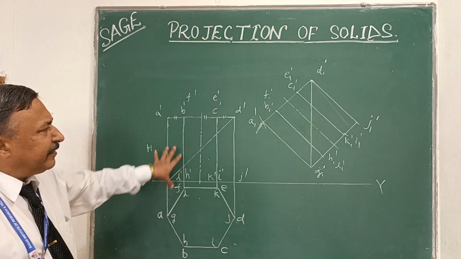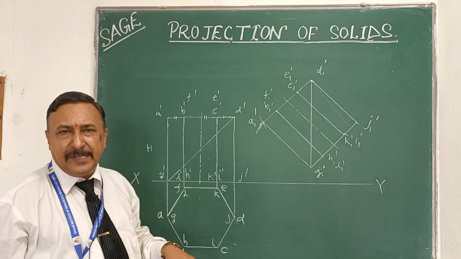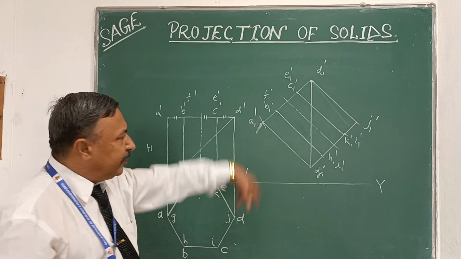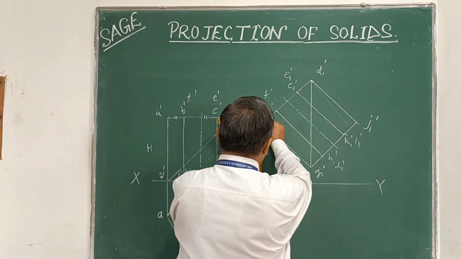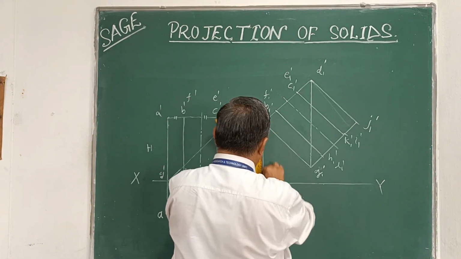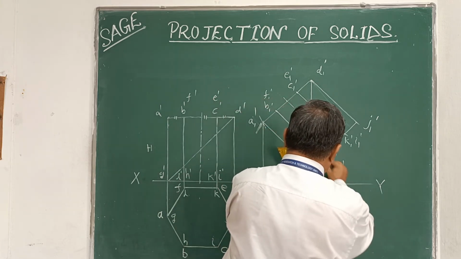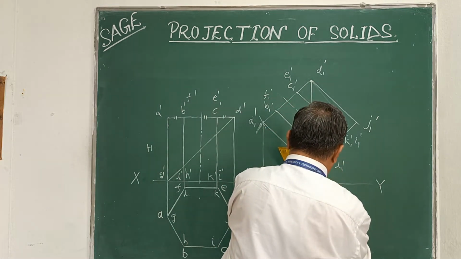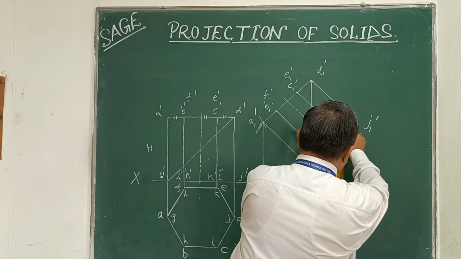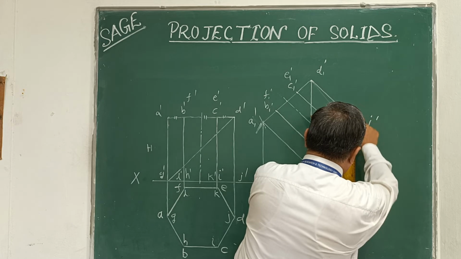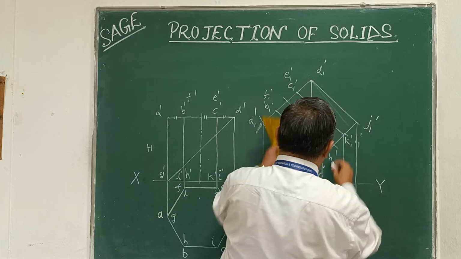So this is our solid freely suspended. This is the front view. Now we have to draw the top view. Now project it downward. Now it is a simple process of projection. Now the projectors are too many, so carefully draw all projectors through all points.